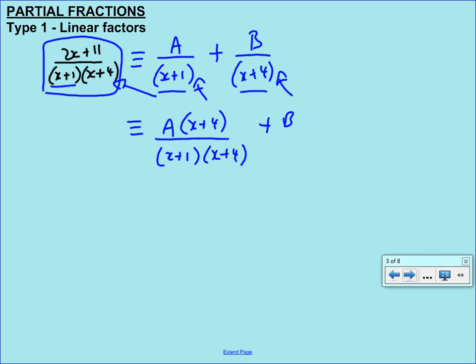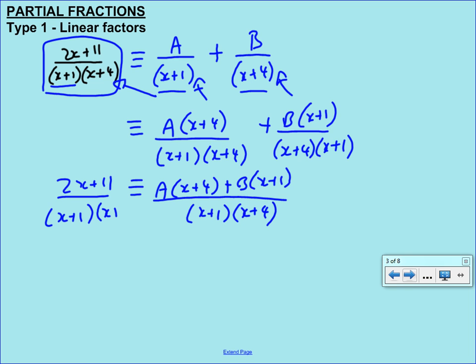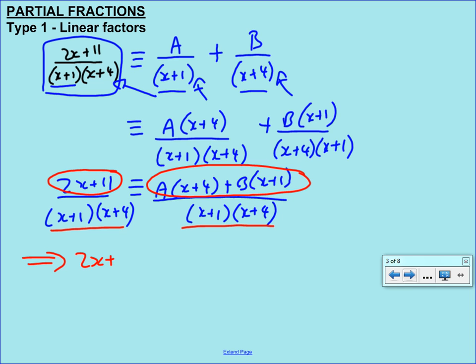And the b is missing an x plus 1. Remember, if I times the top, I need to times the bottom as well. This means I can put them together, and I have a(x plus 4) plus b(x plus 1), all divided by x plus 1, x plus 4. So remember, this is 2x plus 11 over x plus 1, x plus 4 on the left hand side. So since the denominators are the same, I can then very easily say that the numerators must be the same. So I can forget this stuff on the bottom for now.